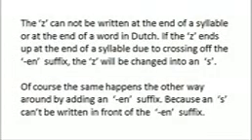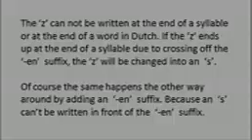The z cannot be written at the end of a syllable or at the end of a word. If the z ends up at the end of a syllable due to crossing of the en suffix, the z will be changed into an s. Of course, the same happens the other way around by adding an en suffix, because an s can be written in front of the en suffix.